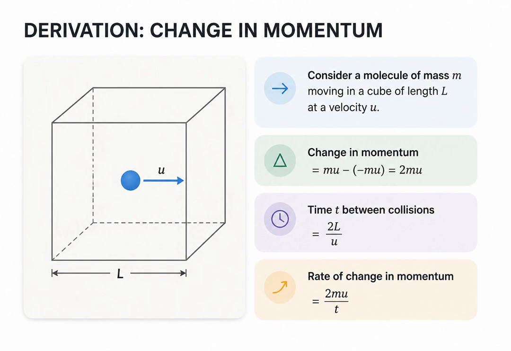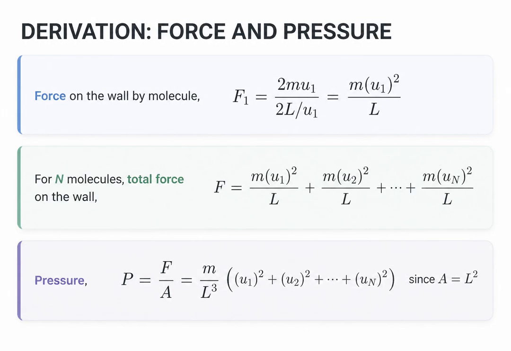The time it takes for the molecule to travel back and forth across the cube between collisions with the same wall is the total distance, 2L, divided by its velocity, u. Therefore, the rate of change in momentum is 2mu divided by this time t. According to Newton's second law, the rate of change of momentum equals the force exerted. Substituting our time expression, the force F1 exerted by a single molecule is mu1 squared divided by L.